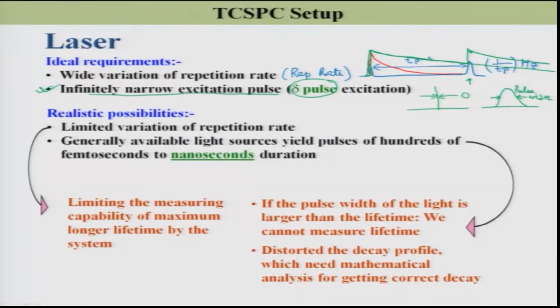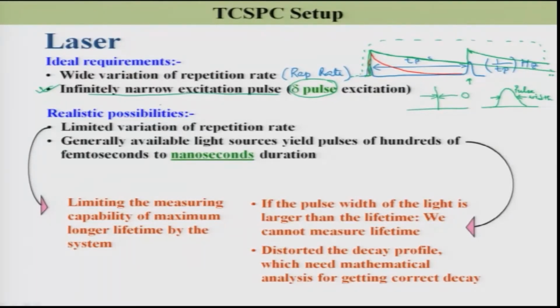Now, the question is, if this pulse width is very high, more than the lifetime, let us say the pulse width is something like this, so the light is on for this time. Obviously, I will not be able to measure this decay. So, I need as short a pulse as possible for this kind of TCSPC system. These are my requirements from the point of view of the laser.